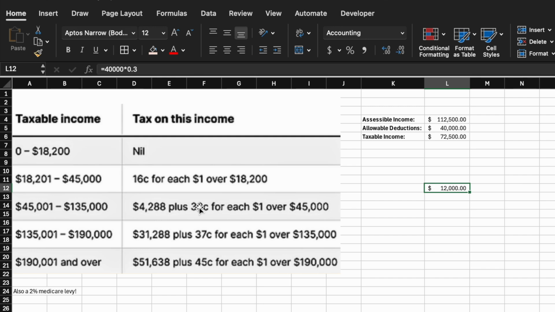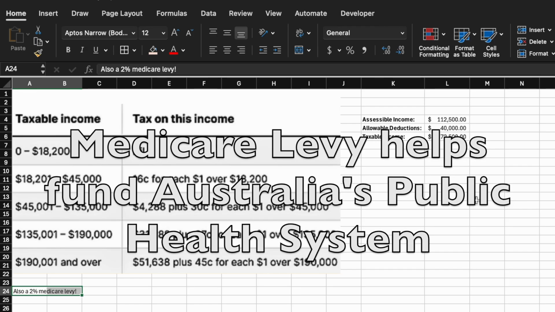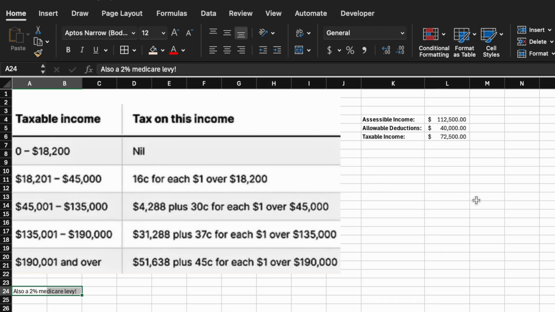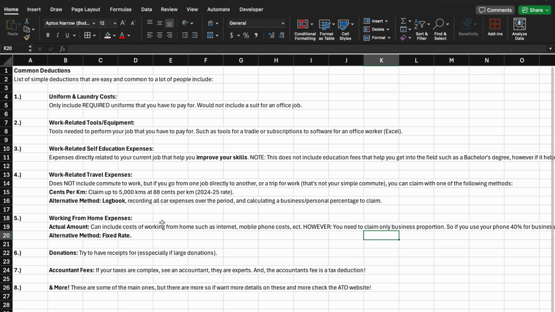So I think we've got just about enough of the basics. There are quite a few other things, such as the 2% Medicare levy, and then there's a bunch of other things like your pay-as-you-go withholding, franking credits, low income rebate, but I'm not going to cover any of that. You can look at that yourself, as the main thing we can control is, of course, our allowable deductions. So let's go to some of those common deductions you can claim.